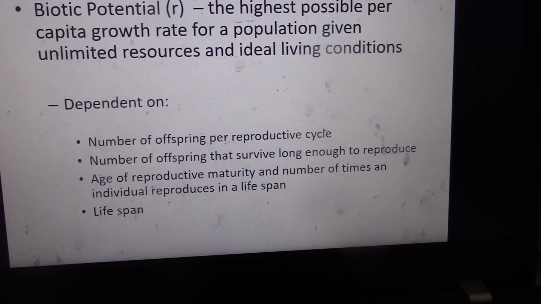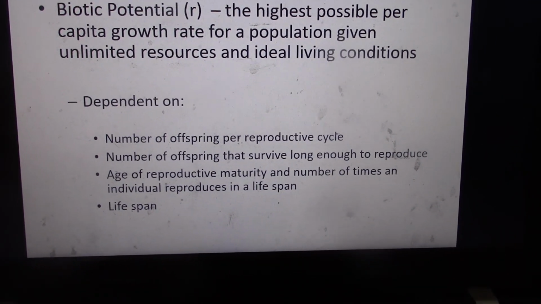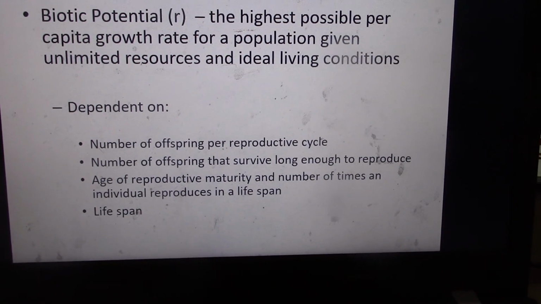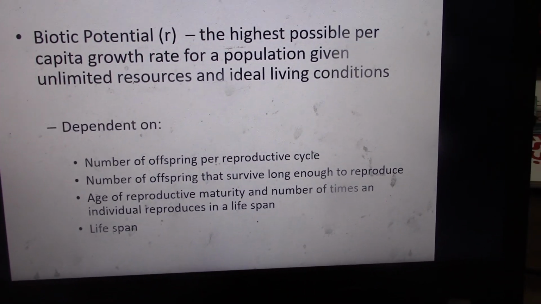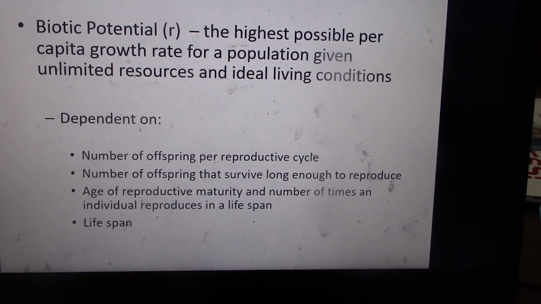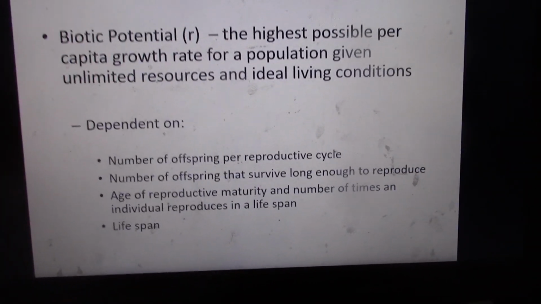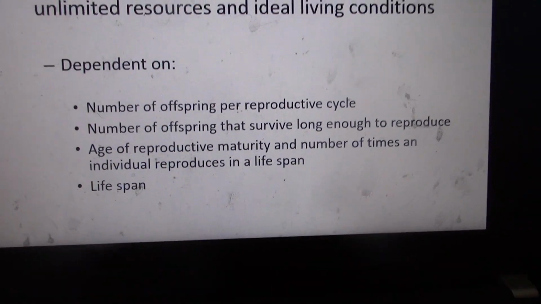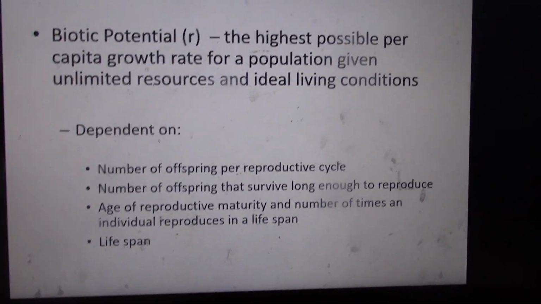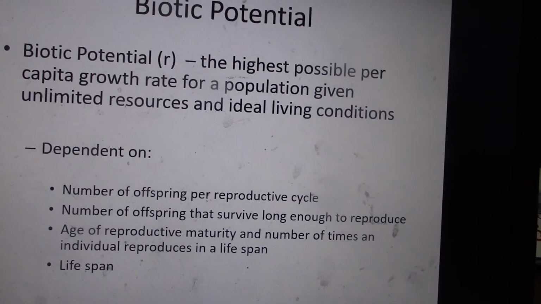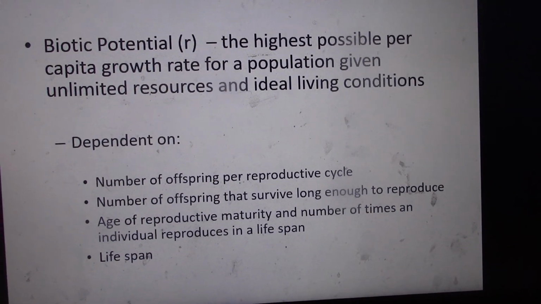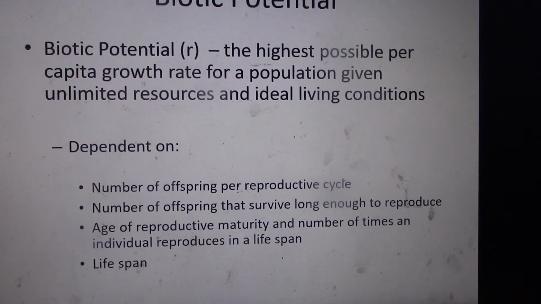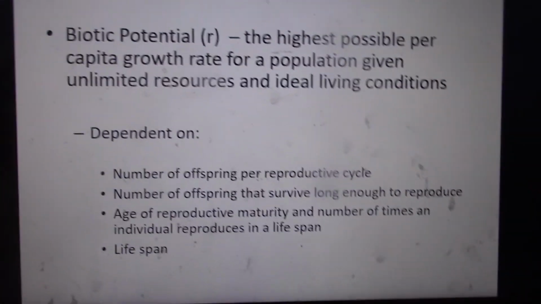It's dependent on a bunch of things: the number of offspring per reproductive cycle, the number of offspring that survive long enough to reproduce, the age of reproductive maturity, the number of times an individual reproduces in a lifespan, and the individual's lifespan itself, right? So some organisms can reproduce every 6 weeks, like mice or rats. Some organisms can reproduce once every 2 to 5 years, like blue whales, right? So the biotic potential of those organisms are much, much different.